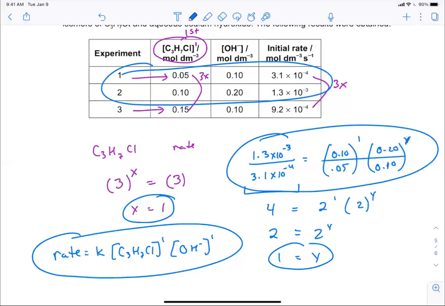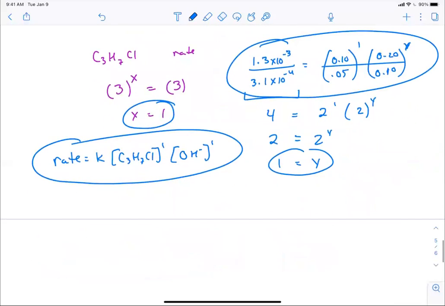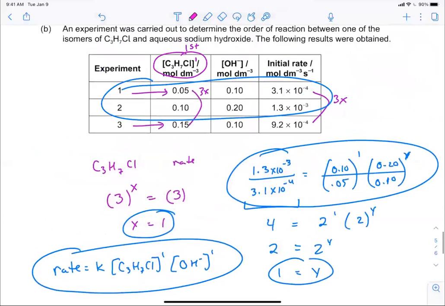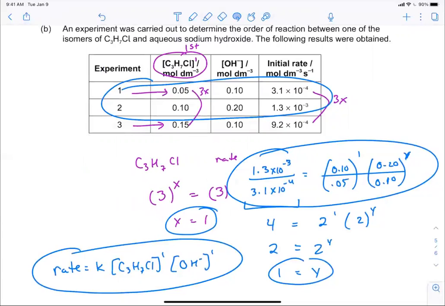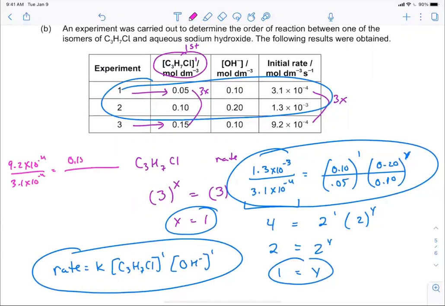Even for C3H7Cl, you could do that. You could do experiment 1 and 3: 9.2 times 10 to the negative 4 over 3.1 times 10 to the negative 4 is equal to 0.15 over 0.05 to the x, 0.10 over 0.10 to the y. That cancels out, and that becomes 3 is equal to 3 to the x. So x equals 1. So you can do it that way for everything.